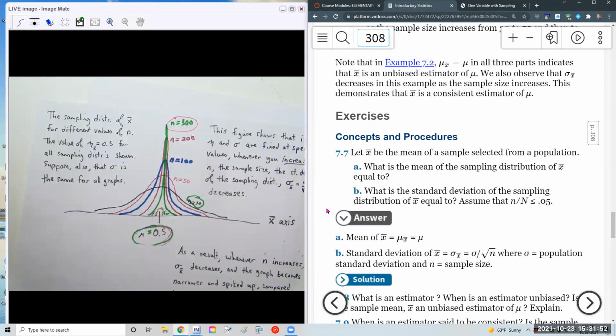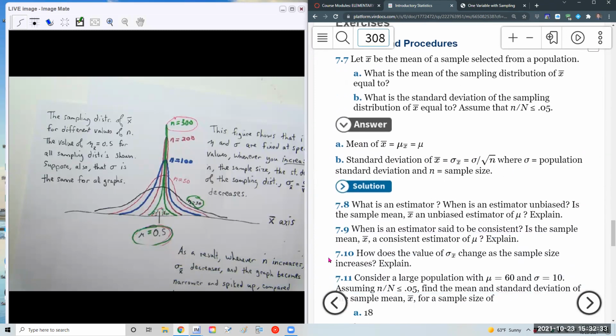So the answers there are this. Well, the mean of the sampling distribution of x bar is just going to be some number, mu sub x bar, and it's going to be equal to the population mean. The standard deviation of the sampling distribution is some number, sigma sub x bar, and that's going to follow the formula sigma divided by square root n, where sigma is the population standard deviation and n is the sample size. Because we don't have information about the values of mu and sigma, we can't calculate values for these, but we can say what the values of mu sub x bar and sigma sub x bar will be according to their formulas.